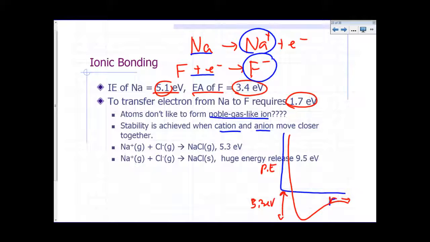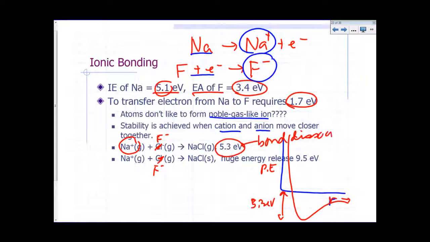So when your sodium, oops, this should be fluoride, and fluoride. If your sodium and your fluoride ions in the gas phase were to get together, this well depth is 5.3 electron volts. A third body has to come in and take away 5.3 electron volts. So this is your bond dissociation energy.